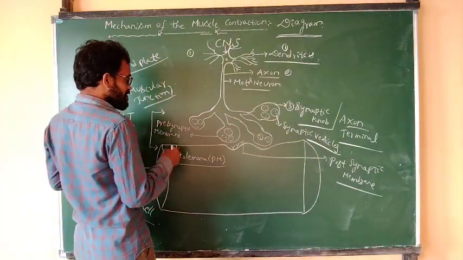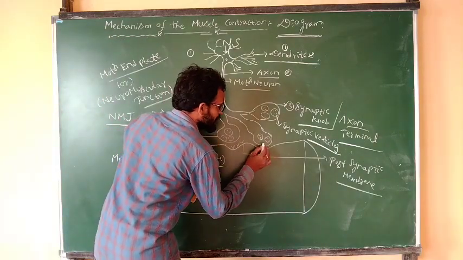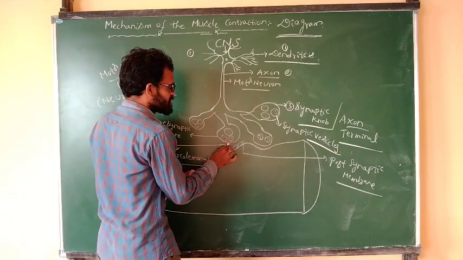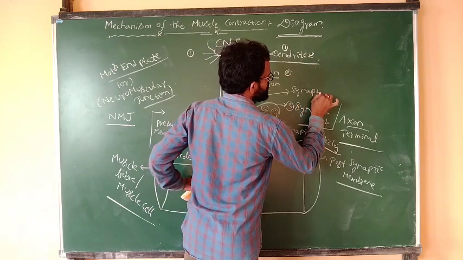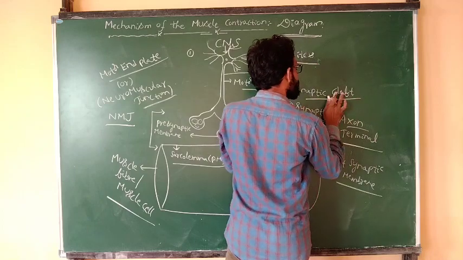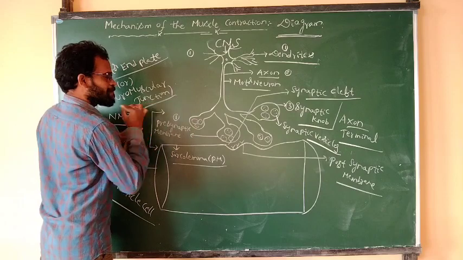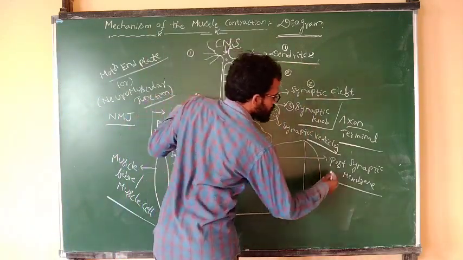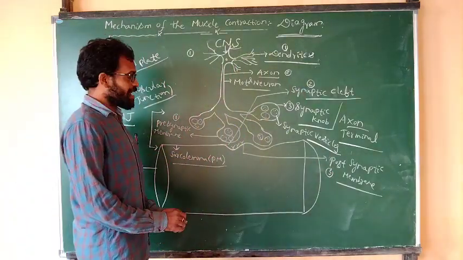Between the presynaptic and postsynaptic membrane, this gap is nothing but the synaptic cleft. First one, presynaptic membrane. The second one is known as the synaptic cleft. The third one is known as the postsynaptic membrane.